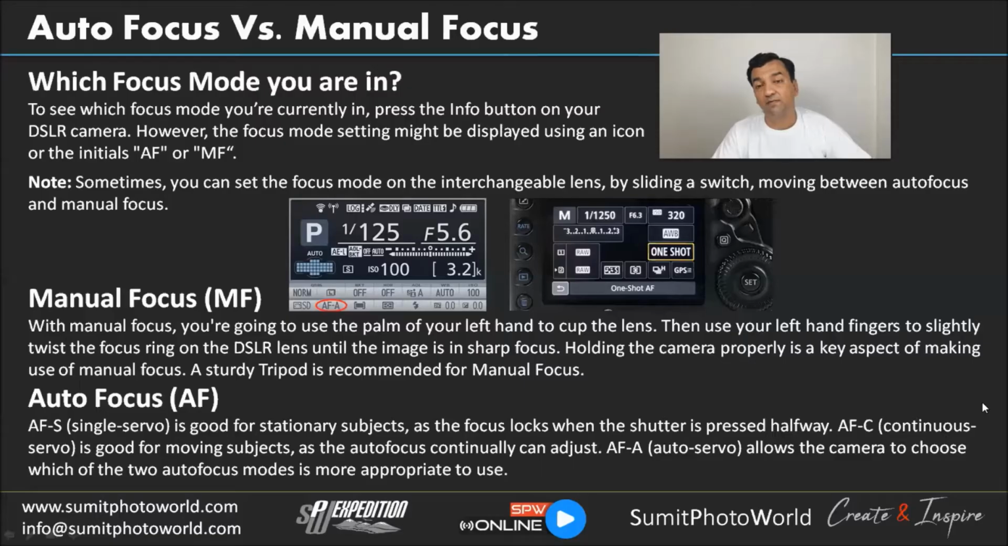So if the camera finds the subject is moving, going away or coming towards the lens, it will quickly sense that there is continuous movement and use the continuous focusing mode. But if the subject is stationary and not moving, even a person holding still for a few seconds or a few minutes in one place, the camera can think that person is a stationary subject, and it will capture the image in AFS, single servo mode. So that's how the camera swiftly changes between different modes in AFA.